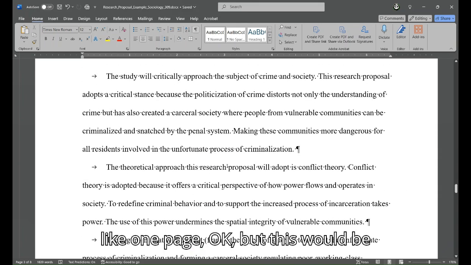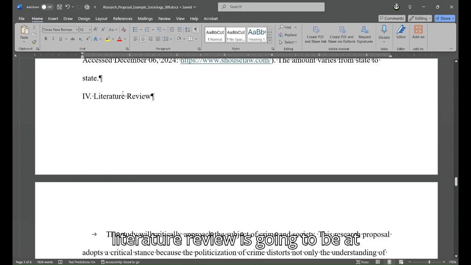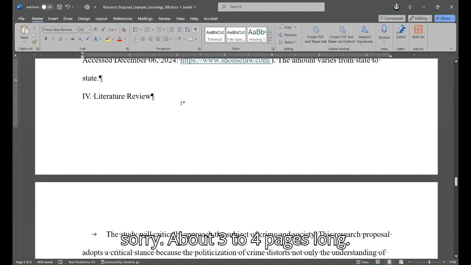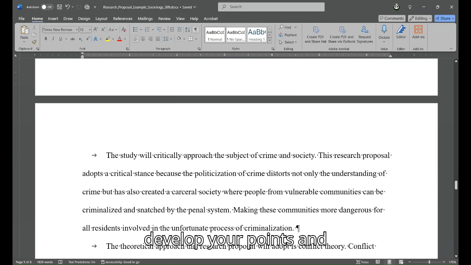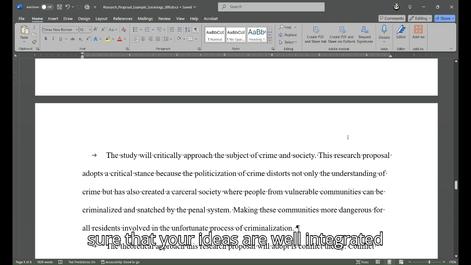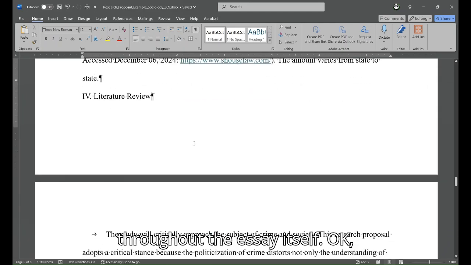But this would be much more extensive. When you actually write out the literature review, it is going to be at least 2 to 3 pages long. Yeah, no, sorry, about 3 to 4 pages long. Because you want to be able to develop your points and make the claim, the warrants, the reasoning, and make sure that your ideas are well integrated, not only in the lit review but also throughout the essay itself.